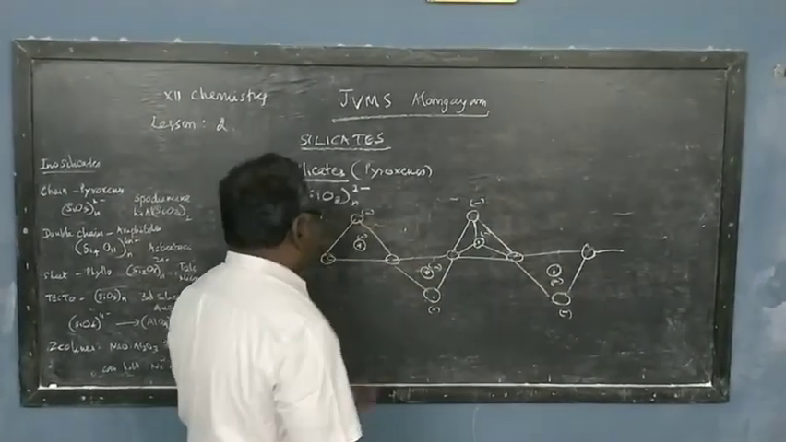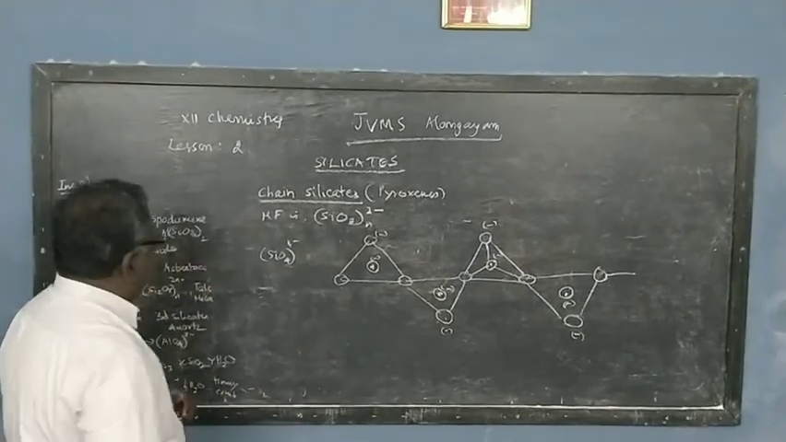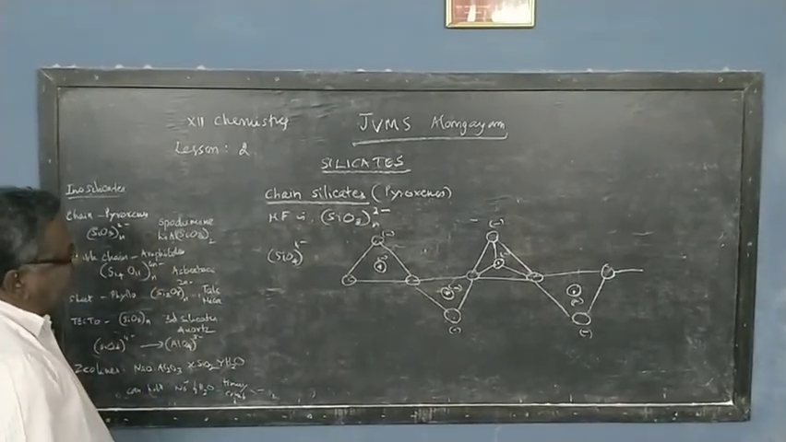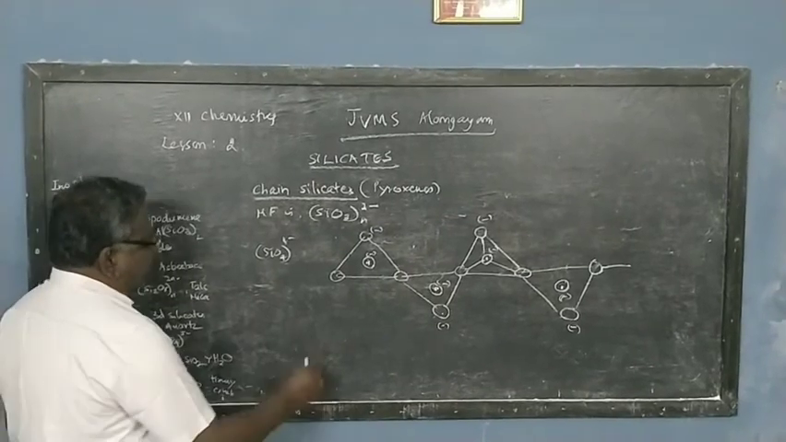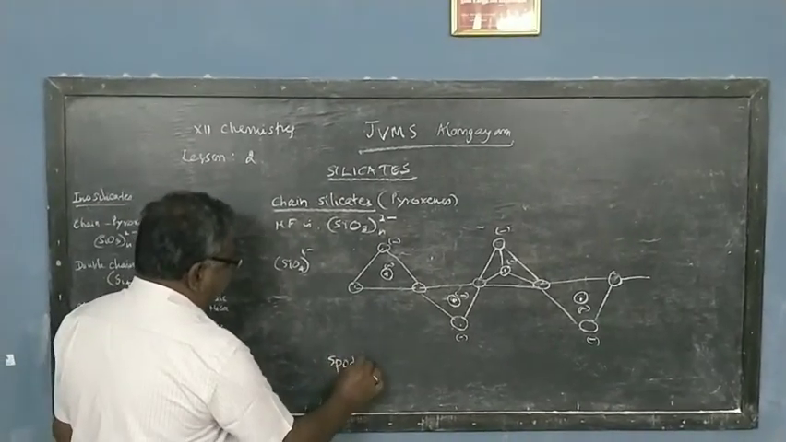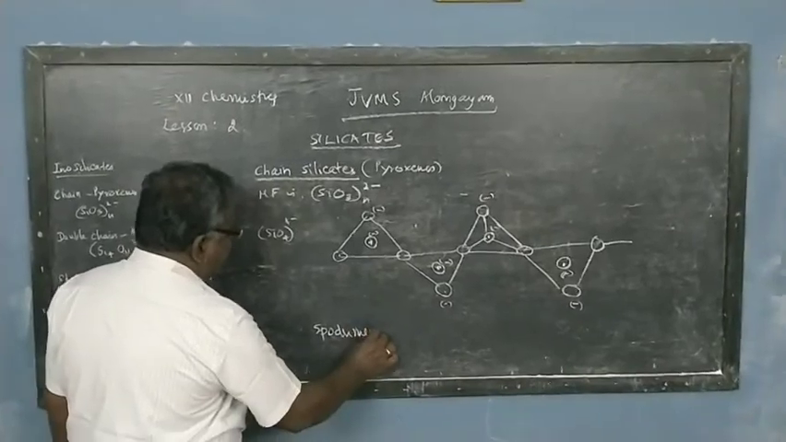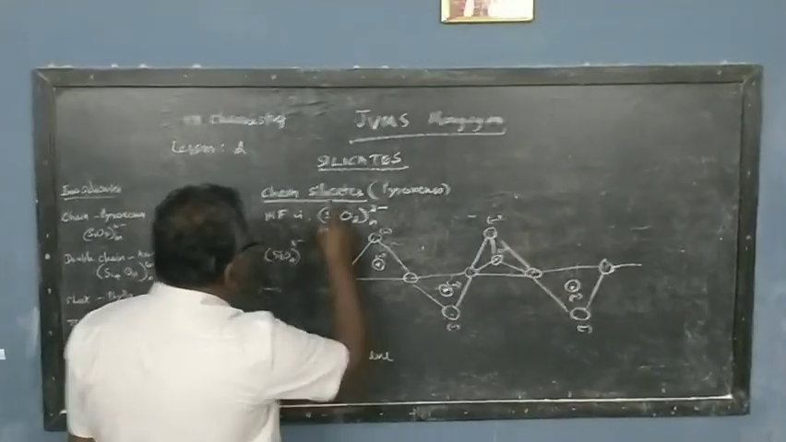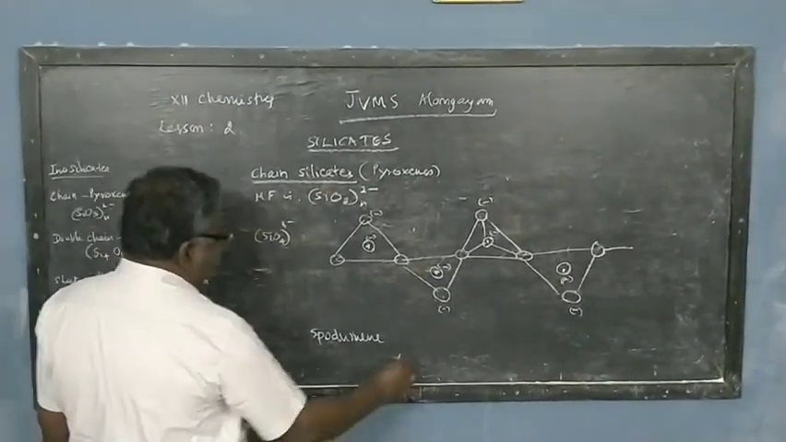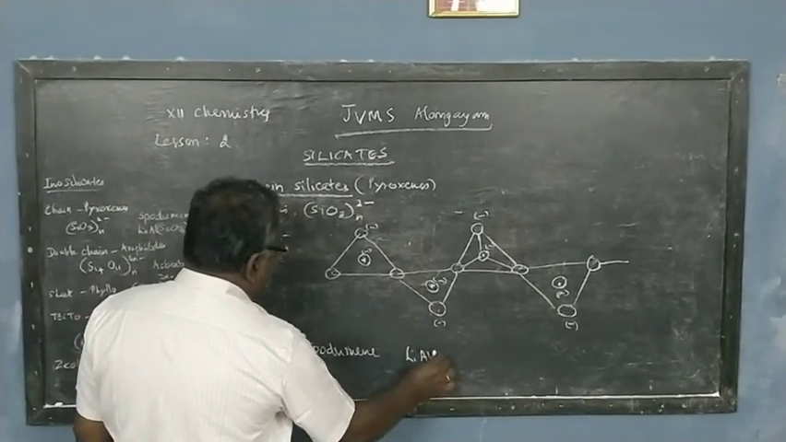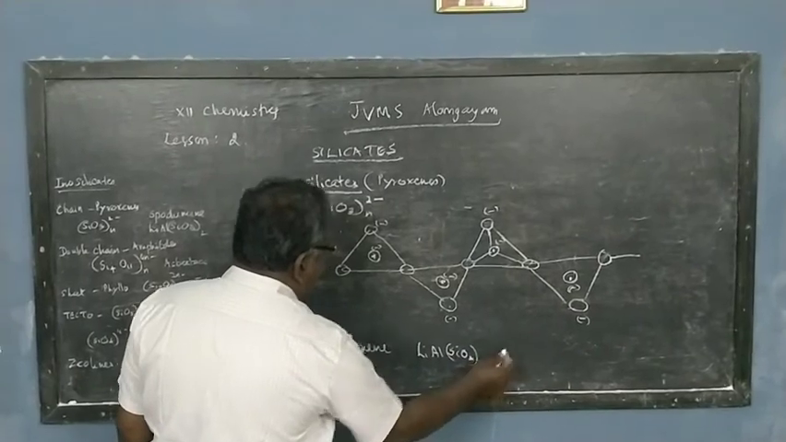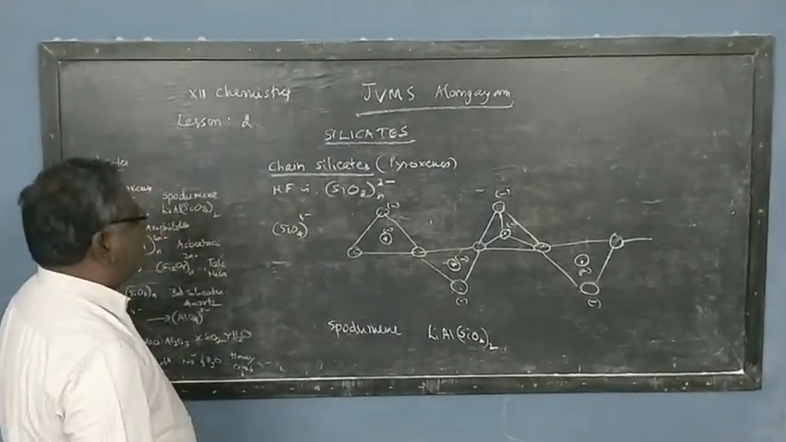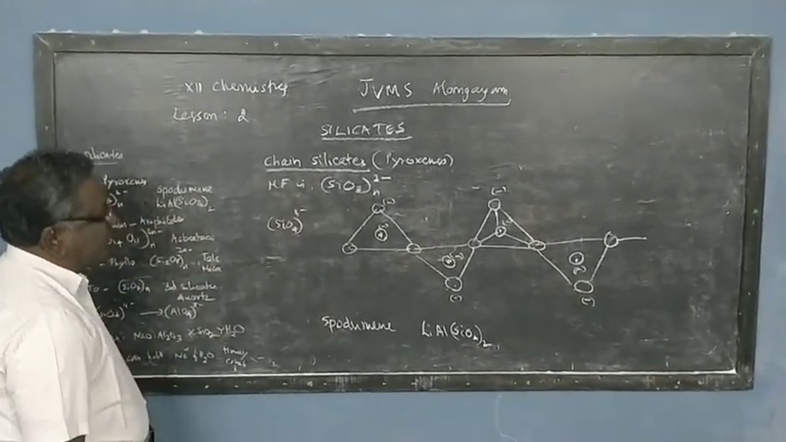Right? So these type of silicates are called chain silicates. For example, we have spodumene. Spodumene is a type of chain silicate which has lithium and aluminum holding SiO3 units in double number. So that's about the chain silicates.